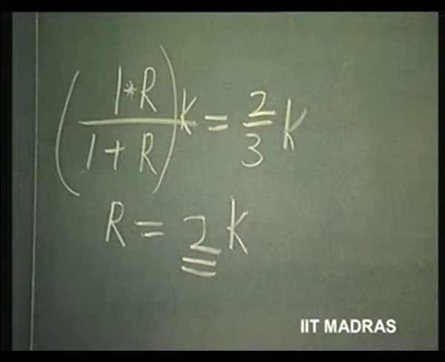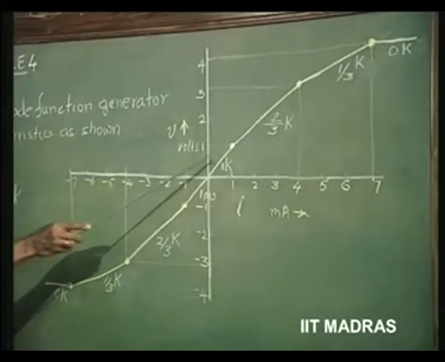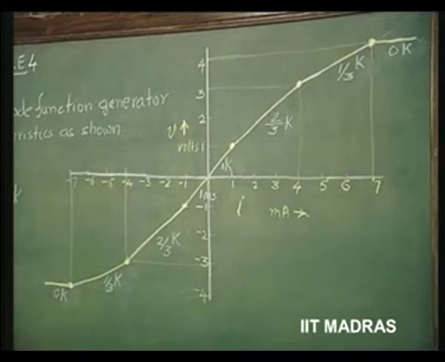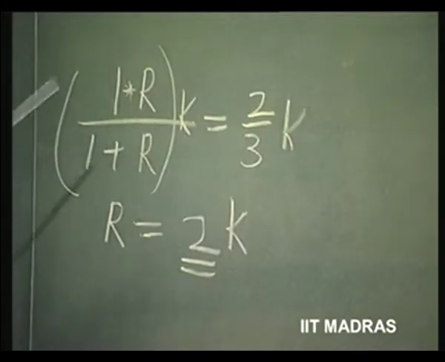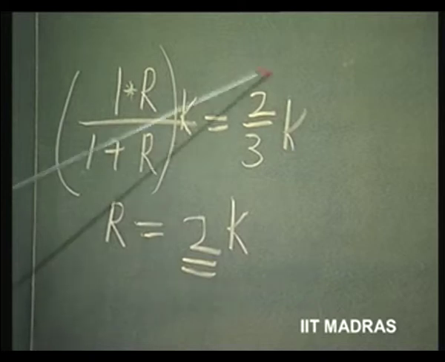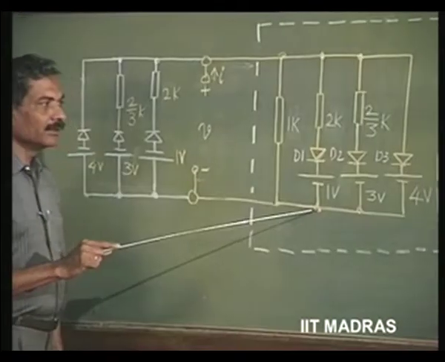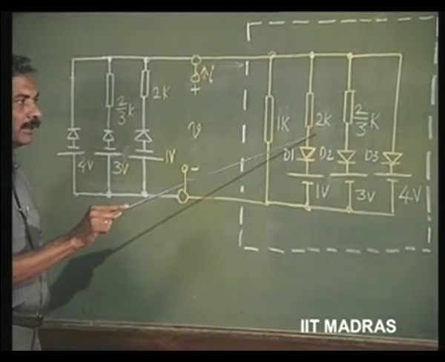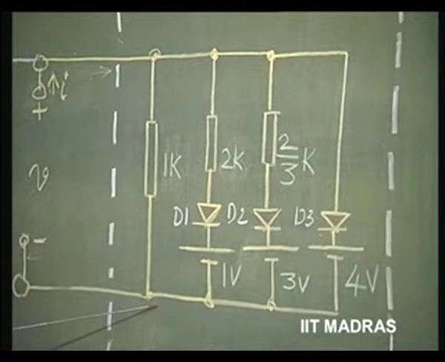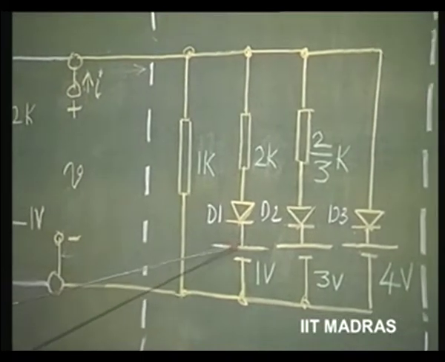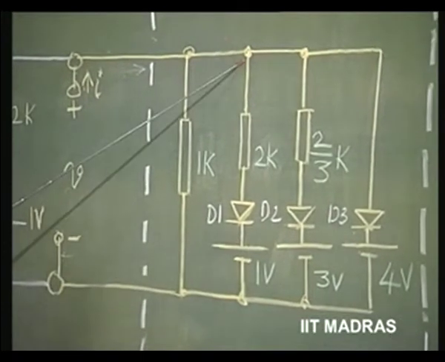So, I have to now bring in a resistance in shunt with original 1 kilo ohm. So, that R into 1 by R plus 1, that is parallel combination of two resistors, happens to be equal to 2/3 kilo ohm. From this equation we get R as equal to 2 kilo ohms. So, 2 kilo ohm has to be brought in shunt with 1 kilo ohm. That is what this arrangement does. This 2 kilo ohm is going to be brought in shunt with the original 1 kilo ohm at exactly a voltage 1 volt and above.